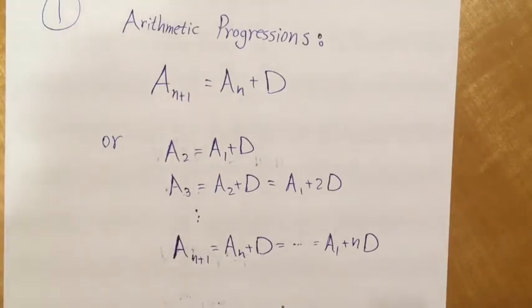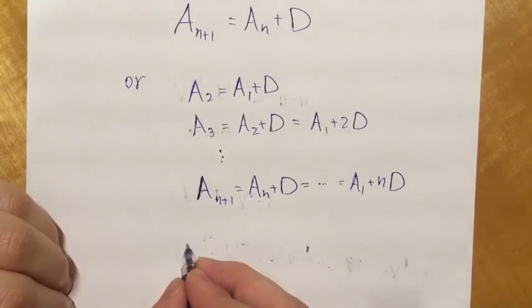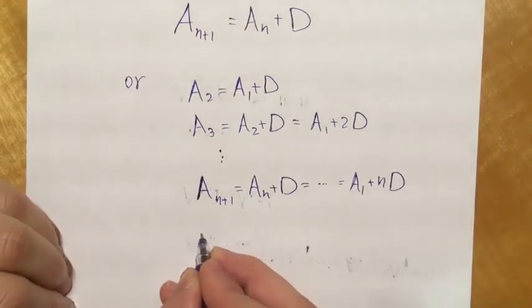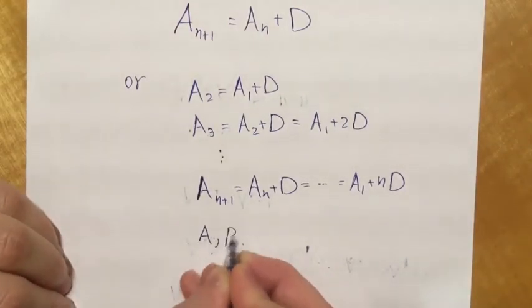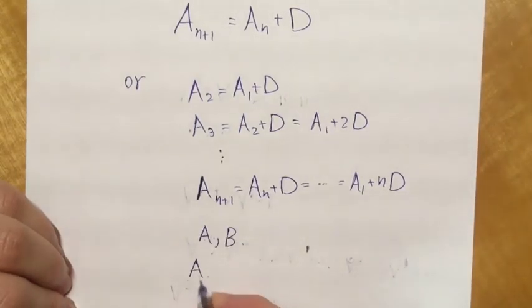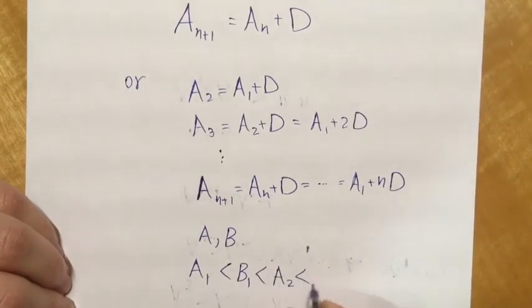So this is essentially the description of arithmetic progressions in positive integers. Next, we're going to attempt to understand alternating arithmetic progressions. Those would be arithmetic progressions a_n and b_n such that a1 is less than b1, is less than a2, is less than b2, and so forth.